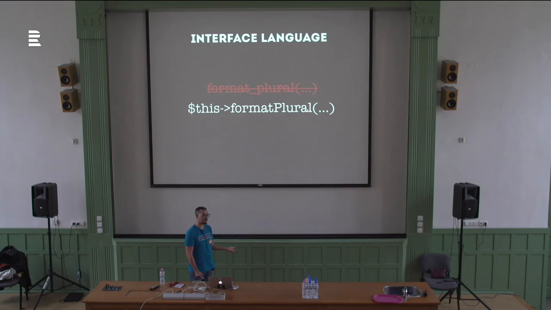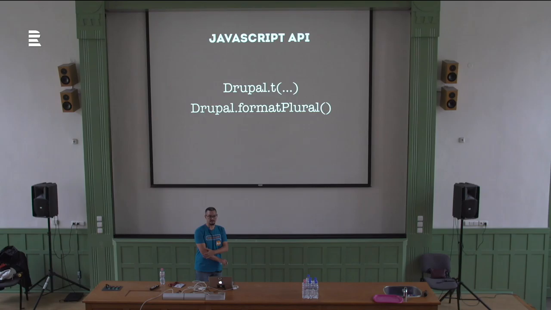And this is also provided by the string translation trait, and it will return an object as T does. So you can do the same with this. And if you are using JavaScript for translation, this didn't change much from Drupal 7. You call Drupal.t or Drupal.formatPlural in the same way.